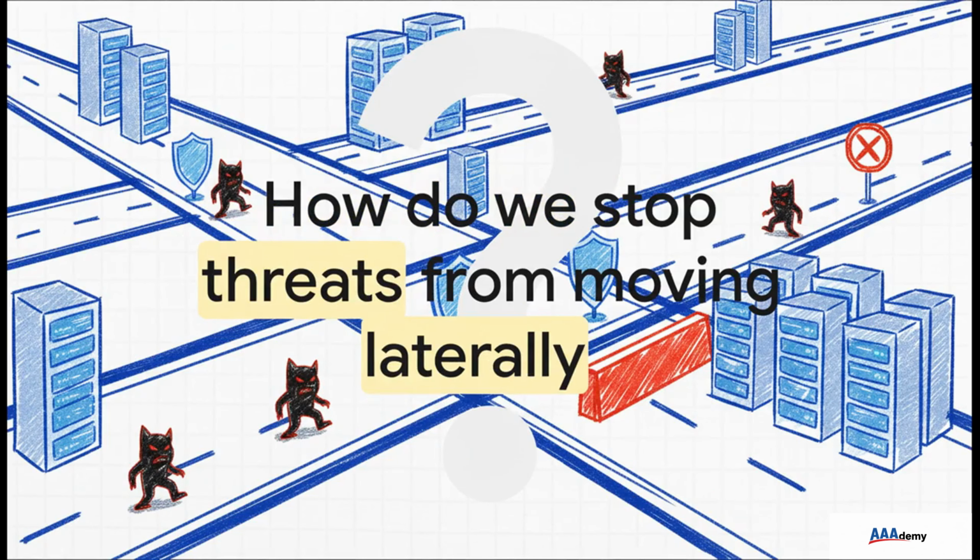Okay, so we have this amazing, scalable highway system now spanning across data centers. But what if a bad actor manages to get past the perimeter and onto that highway? We absolutely need a way to stop them dead in their tracks before they reach our critical servers.